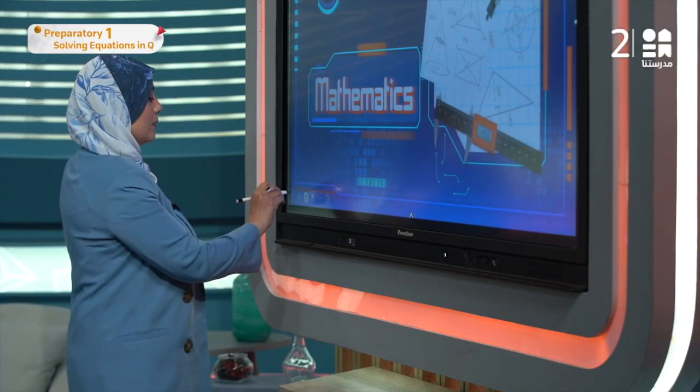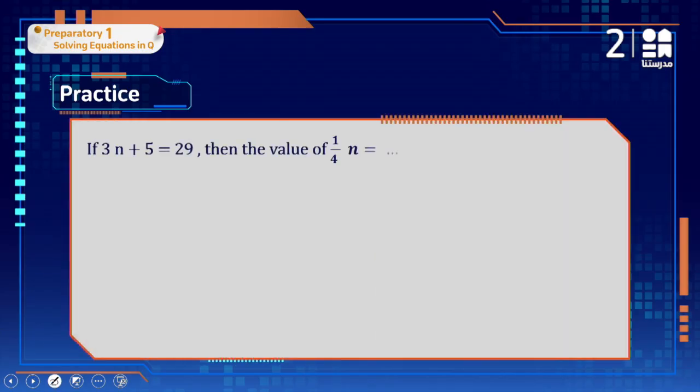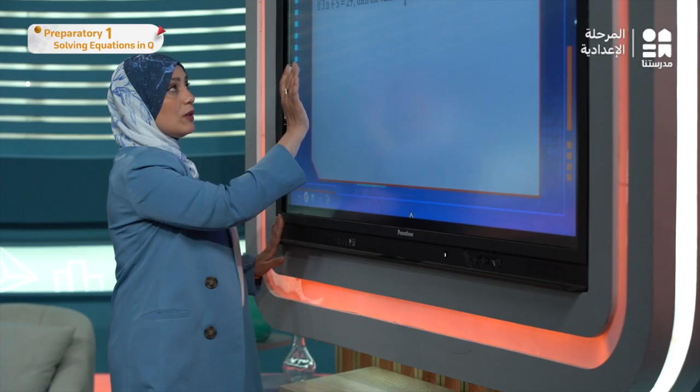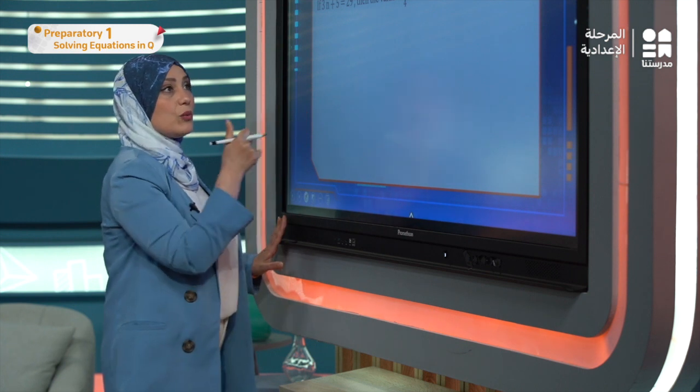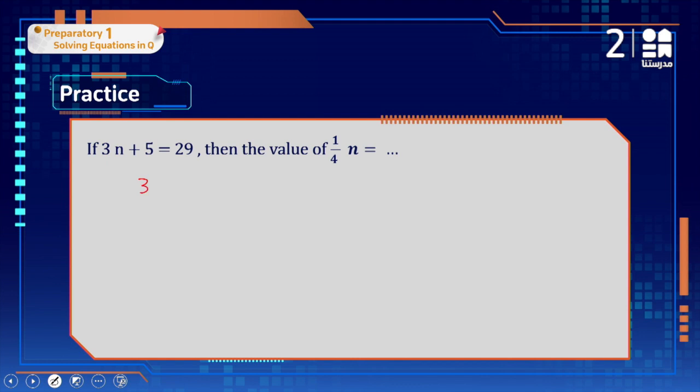Let's have this one. If 3n plus 5 equals 29, then the value of 1 over 4n equals what? Here we have an equation and we have to solve it first. What is the meaning of solving an equation? We need to get the variable alone. So we have 3n plus 5 equals 29.